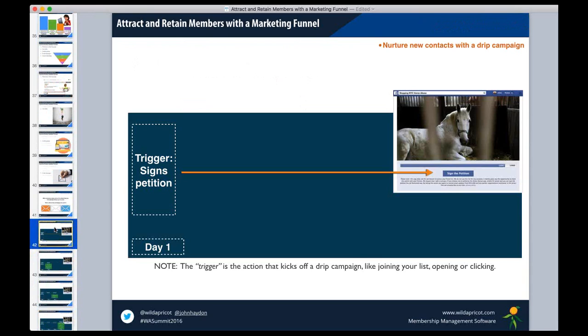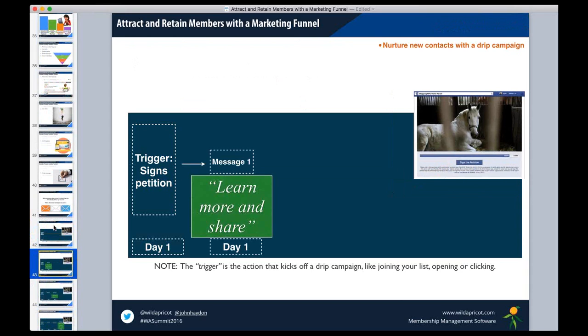So the example that I mentioned before was signing up for a free webinar, okay? This example here is they're signing a petition. It's really the same idea, okay? So a drip campaign looks like this. This is an example of one. So someone signs this petition, and right away they receive a message that says, thank you for signing the petition. Here's more information about this topic or this cause. In this case, it's a horse. And share, right? So learn more and share.